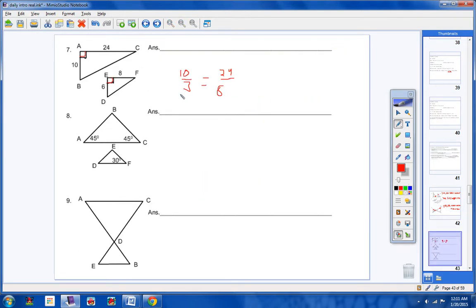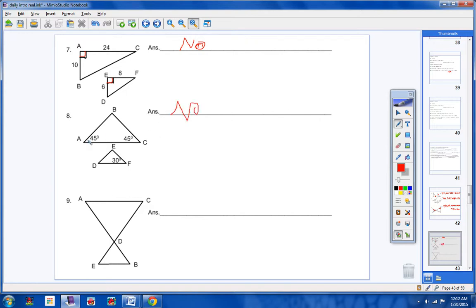10 over 6 reduces to 5 over 3, and 24 over 8 reduces to 3 over 1. So look, you do not have similar triangles because these two sides here are not proportional to these two sides here. So simply, no, they're not similar. Okay, number 8. Well, the answer is no for this also.